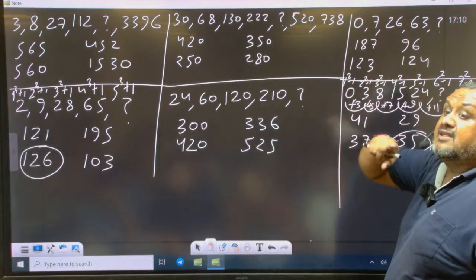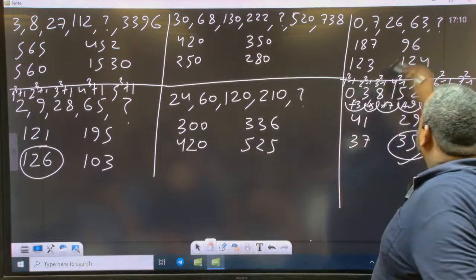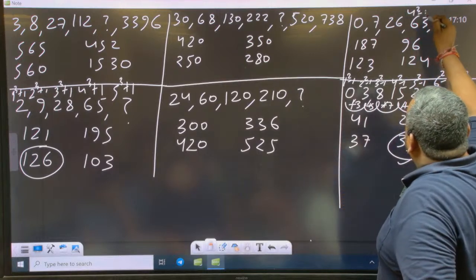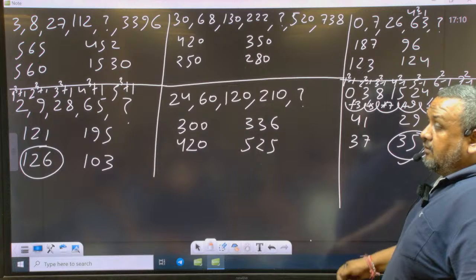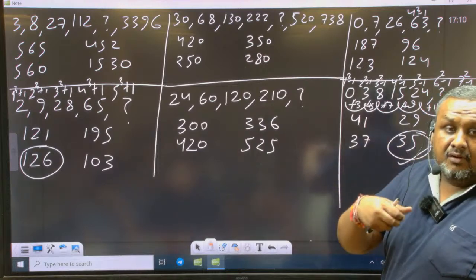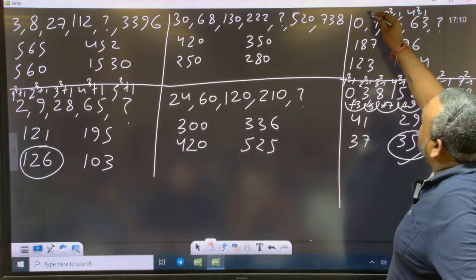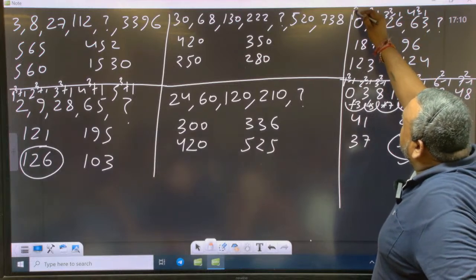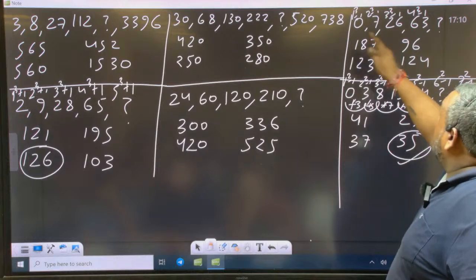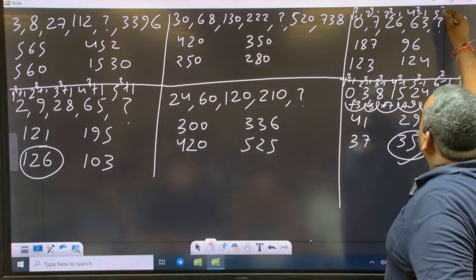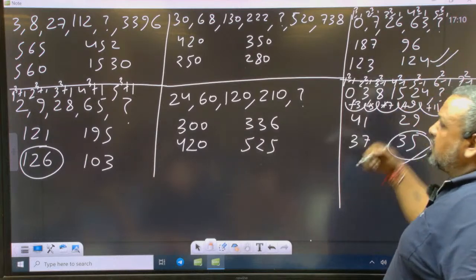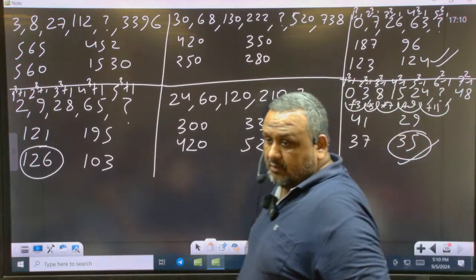Again this 63 is near to 64. So we can write 4 cube minus 1. We have to save time for maths and English. 3 cube minus 1. 2 cube minus 1. 1 cube minus 1. 1, 2, 3, 4. 5 cube minus 1. Answer 124.